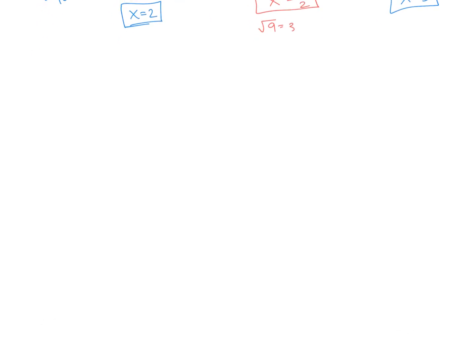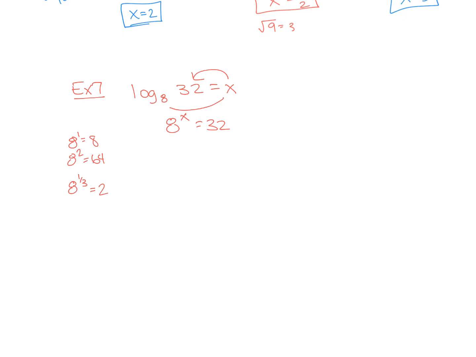Okay, I don't know. So let's take a look at this next example, example 7. Log base 8 of 32 equals x. So when I do my backwards C, I get 8 to the x equals 32. And this isn't making sense right off the bat to me, because I'm thinking if 8 to the first is 8, 8 squared is 64. Okay, so that's not it. I know 8 to the 1/3 is the cube root of 8. It's 2. So I'm just a little confused about the 32.